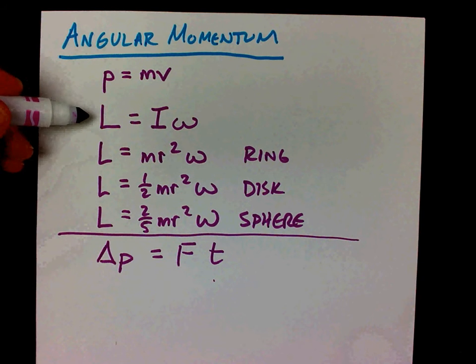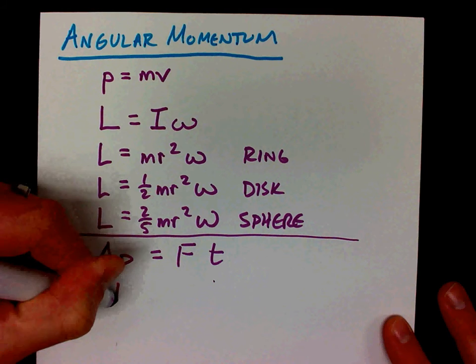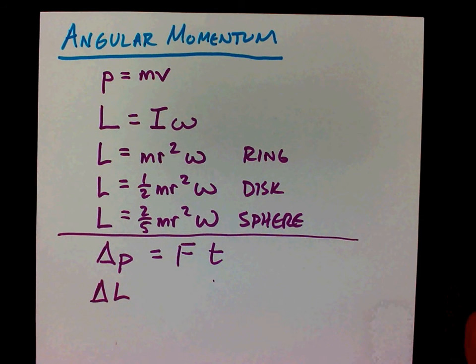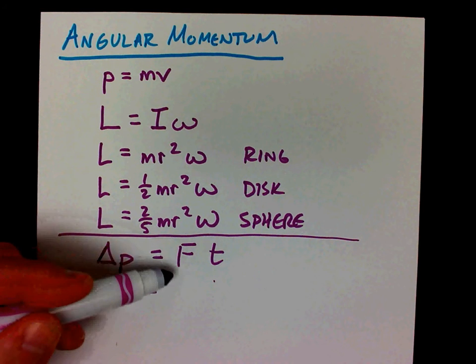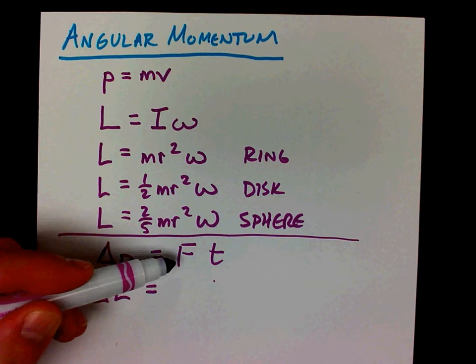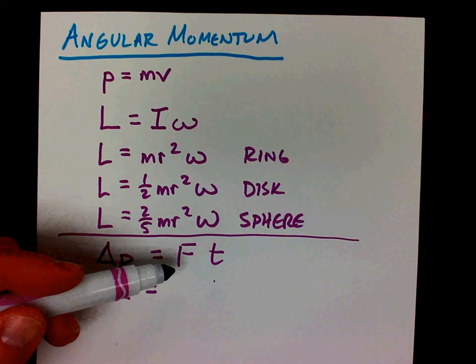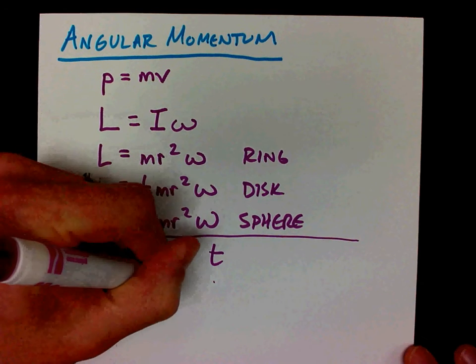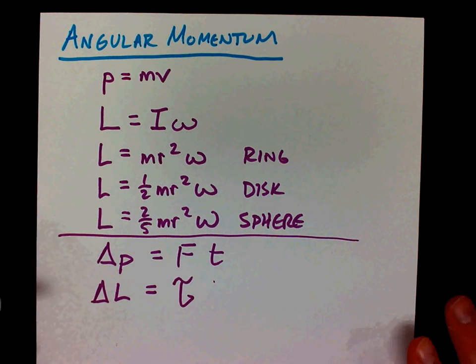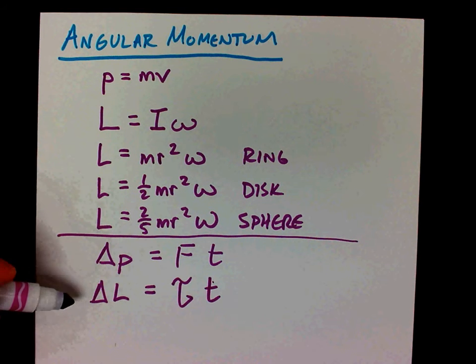Up top here, we saw that angular momentum is abbreviated with this L. So instead of delta P, we're now going to be looking at change in angular momentum, delta L. And to change this into angular quantities, we're not in this chapter worried about just the amount of force. We're also worried about where the force gets applied in relationship to a distance from the center of rotation, and we called that torque. So we're going to have tau, and time is going to stay the same. That is our impulse equation adapted to angular quantities.